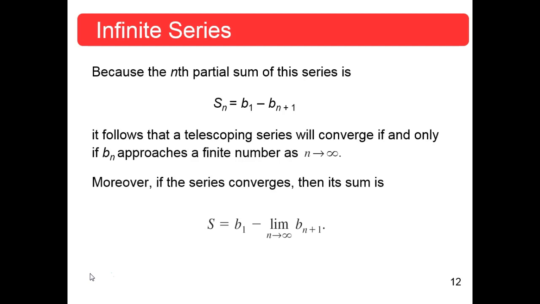Moreover, if the series converges, then its sum is the limit of that as n goes to infinity. And remember, understanding that b is approaching some finite number, then that would be b1, that same b1 from there, minus the limit as n approaches infinity of b sub n plus 1. So if that limit exists, if it approaches a finite number, that number exists in the series convergence. Make sense? Seems almost like we're running around in a circle, but it's okay.